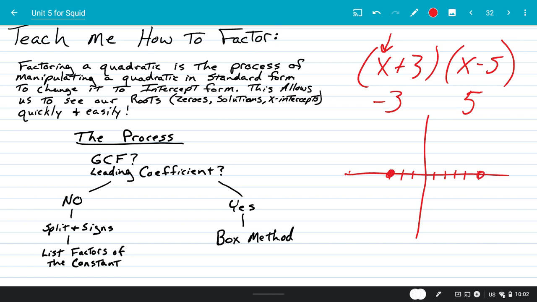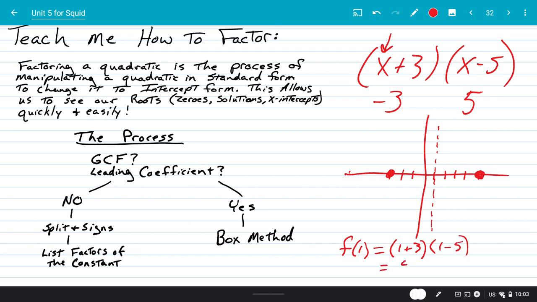That also means the x-intercepts are -3 and +5. If I had those x-intercepts, where's my vertex going to be, or my axis of symmetry? Right in the middle, so it'll be at 1 in this case. How would I find out where my vertex actually is? I know it's on that axis of symmetry, but I'd have to plug it in: f of 1 equals 1 plus 3 times 1 minus 5.